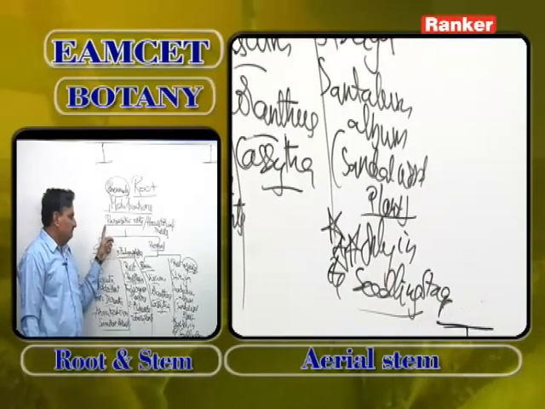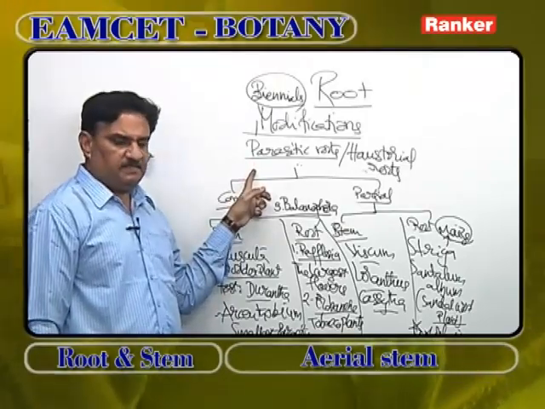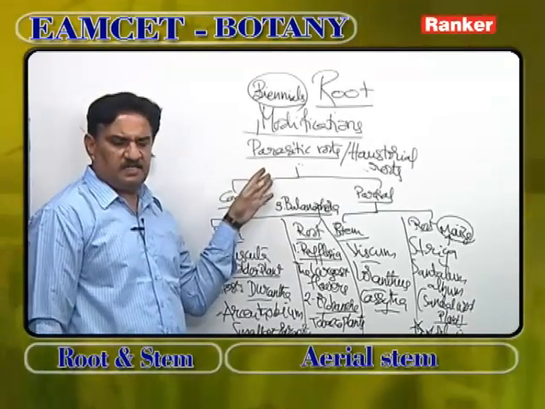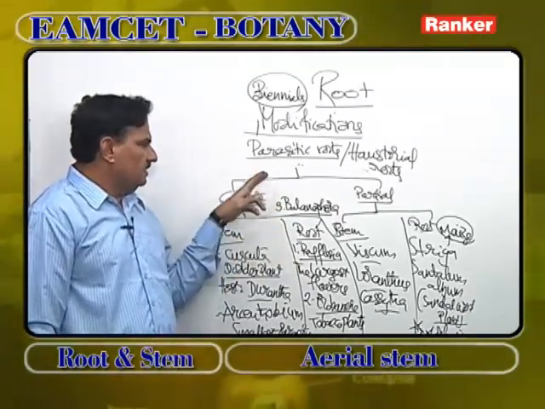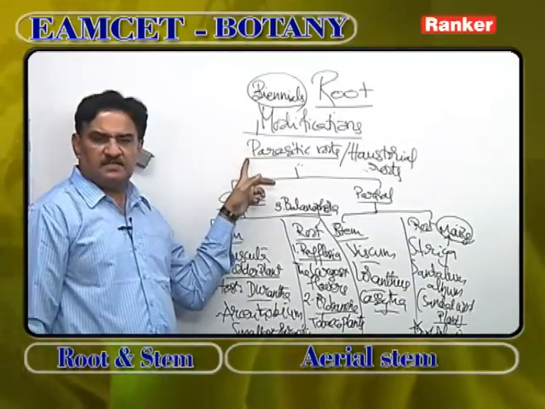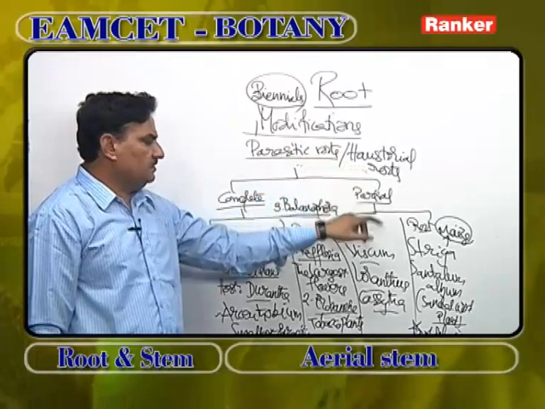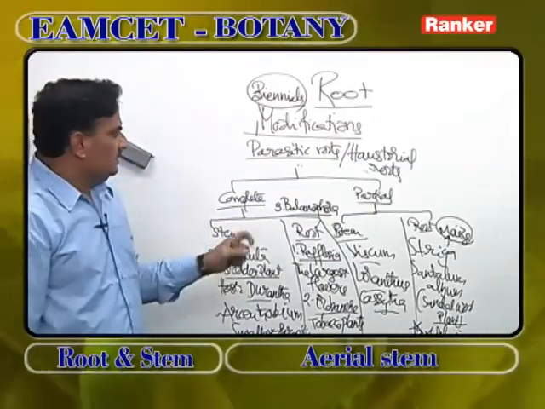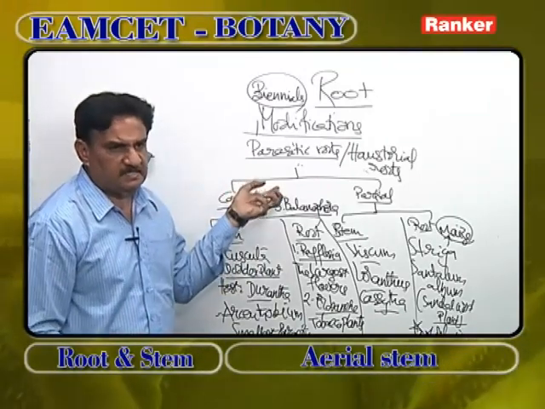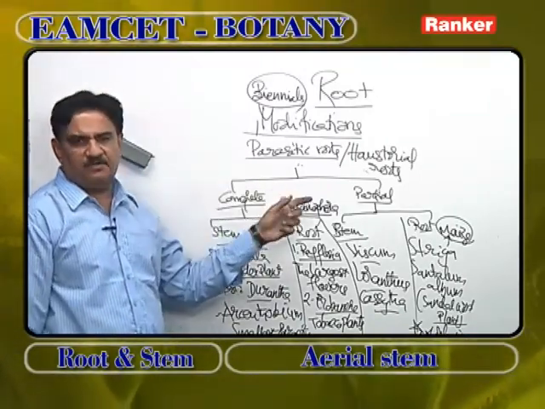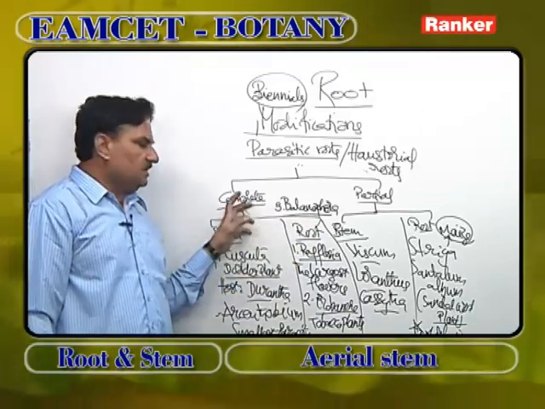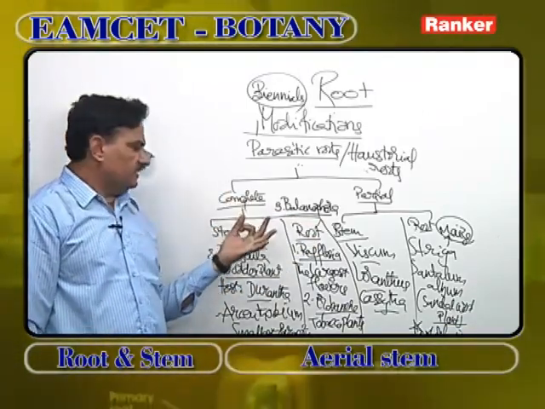I'll repeat this. Parasitic plants are the plants which depend on other plants either completely or almost totally for shelter, for food, for everything. The speciality of these parasitic plants is they contain parasitic roots. Parasitic roots develop special roots called haustorial roots. The haustorium is a special appendage which penetrates into the host and collects the necessary material from the host. What are those materials? Food, water and minerals.